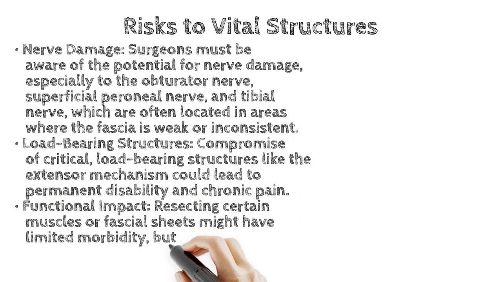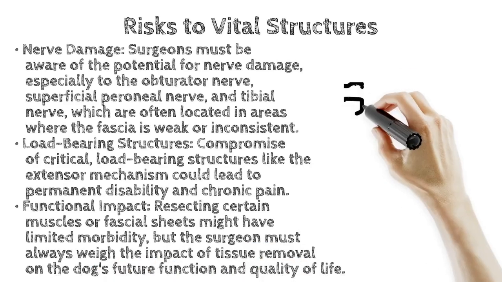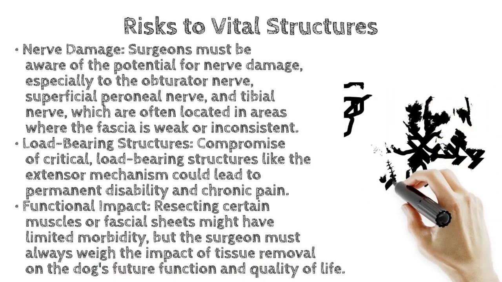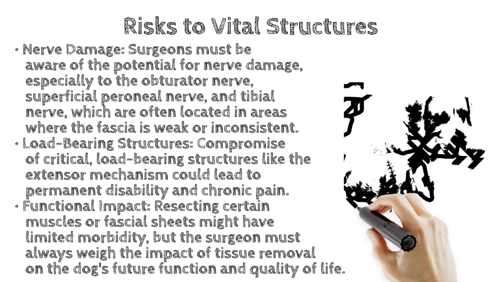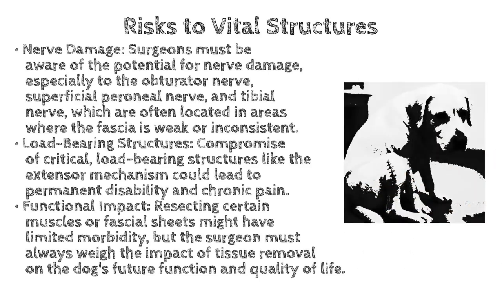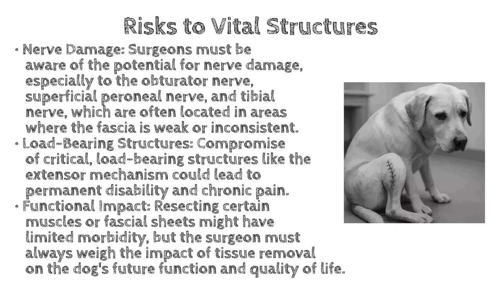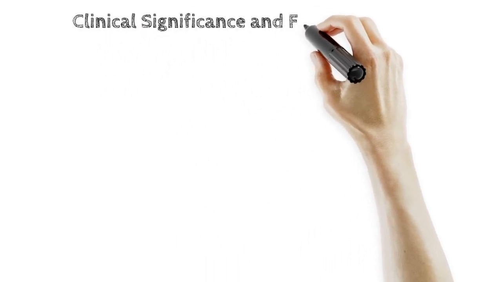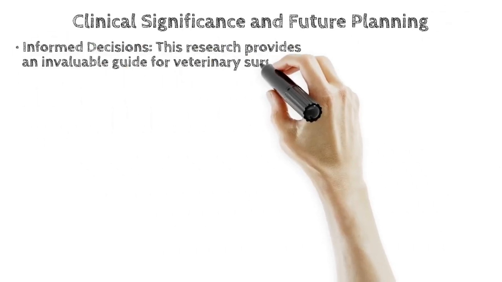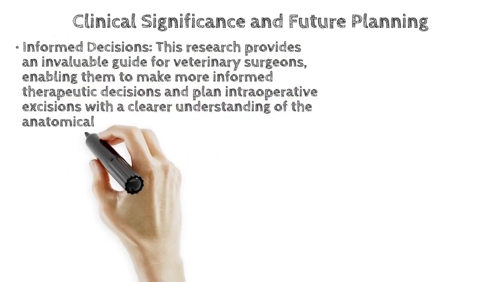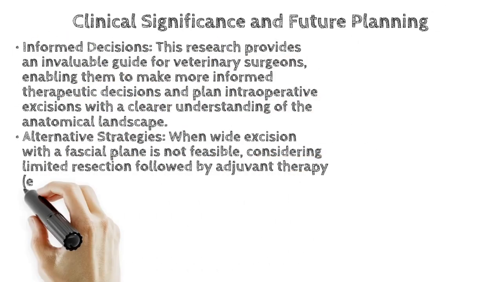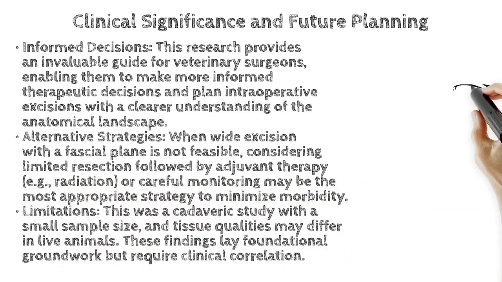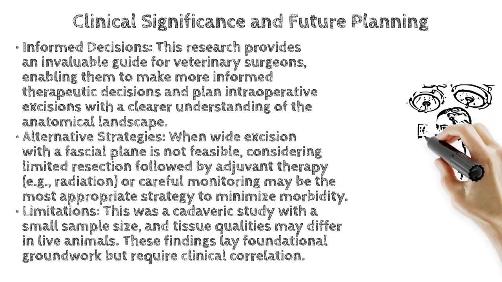For example, the thin fascia at the ischiorectal fossa and the intricate tissues around the genitalia mean a higher risk of incomplete tumor removal. Similarly, removing tumors from the distal limb is tough because of the frequent lack of an effective deep margin. This underscores a vital surgical principle: if you can't go deep, don't go wide. Surgeons must also carefully consider the potential for nerve damage, particularly to the obturator, superficial peroneal, and tibial nerves, which are often located in areas where the fascia is weak.